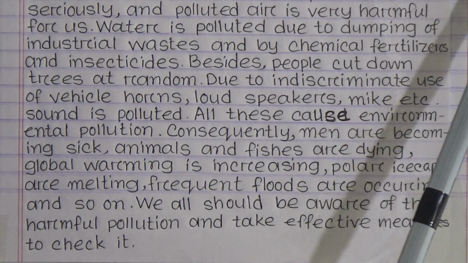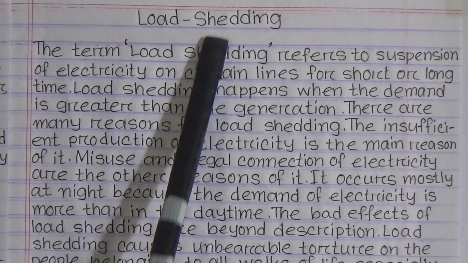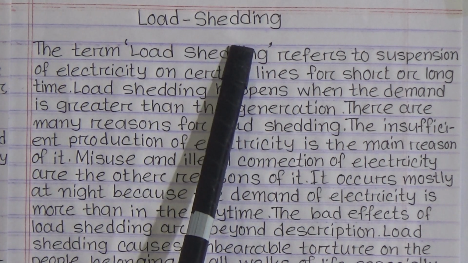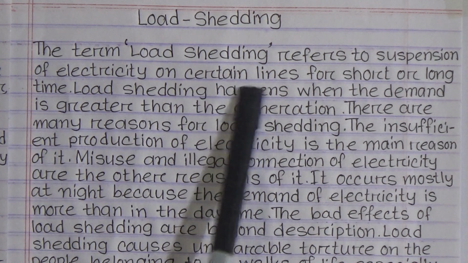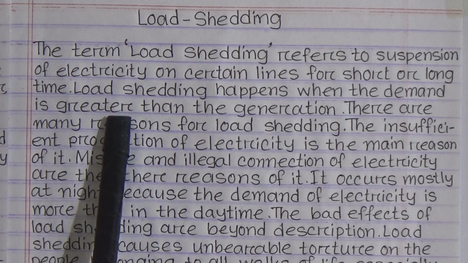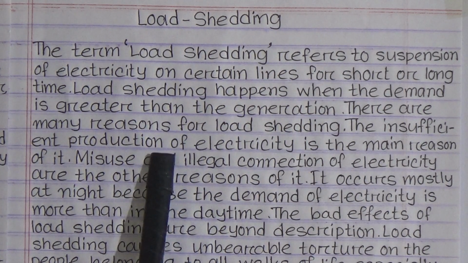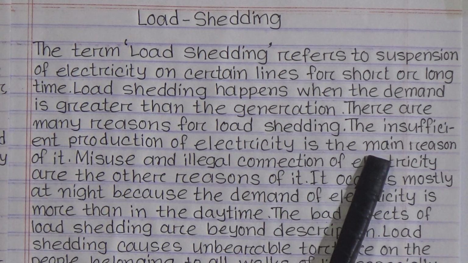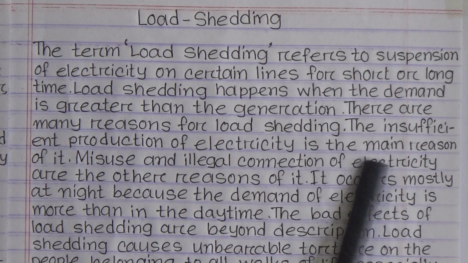Now students, we will discuss load shedding. Load shedding is another daily problem of our life. We cannot think of our life without electricity, but load shedding hampers our daily life. The term load shedding refers to suspension of electricity on certain lines for a short or long time. Load shedding happens when the demand is greater than the generation. There are many reasons for load shedding. So what is the main reason behind load shedding? The insufficient production of electricity is the main reason of load shedding.